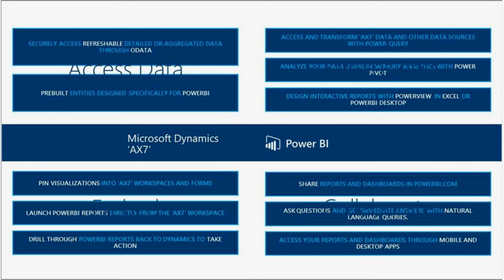So pinning visualizations back into our workspaces and forms, which was what Melinda showed you a little bit earlier. Launch Power BI reports directly from AX7 workspaces now. By clicking one of those visualizations, you can drill straight into the Power BI report. And then also, this is what we're working on at the moment, drilling from Power BI reports back into Dynamics AX. So as a user, you can go through that whole path: start your work in your AX7 workspace, drill into a report in Power BI, and then drill back into those detailed transactions in the background.